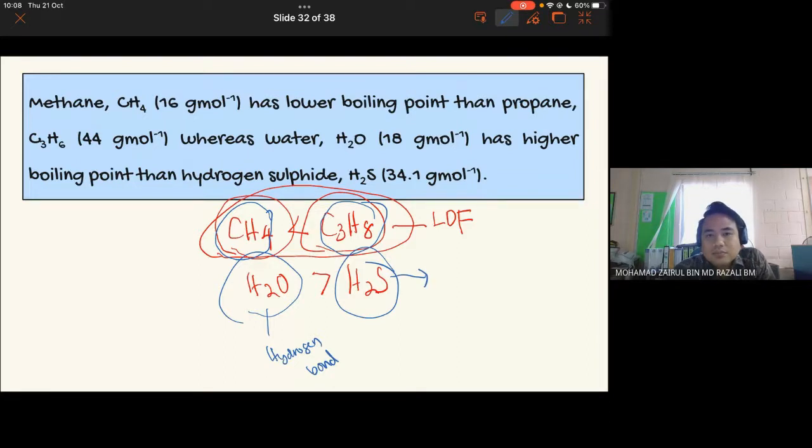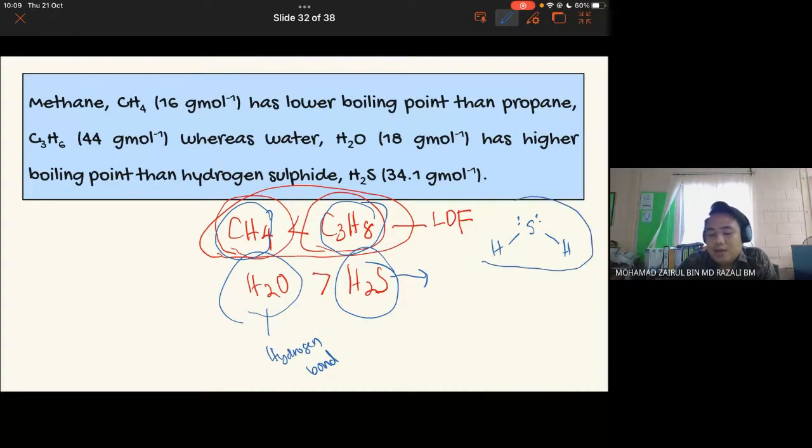Cuba. Okay, lukis dulu molekul tu. Hydrogen sulfide bentuk dia macam ni. Dia V-shape. Dia V-shape. Ni polar ke non polar? Hydrogen sulfide.